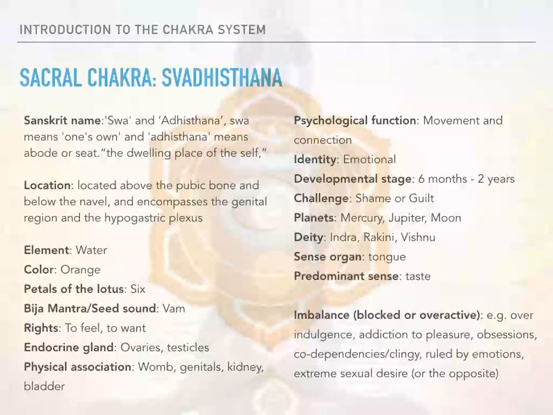Identity is emotional, your emotional identity. The development stage is a little bit later than the root chakra. So the root chakra started developing already in the womb, whereas this one starts around the age of 6 months. It doesn't mean it wasn't there before, but it really starts to develop there until the age of 2 years. So that is when it's sort of developing. Again, it's in movement through our whole life, but especially at that time, it's so incredibly important that it gets the nurturing in the surroundings that it's needed.